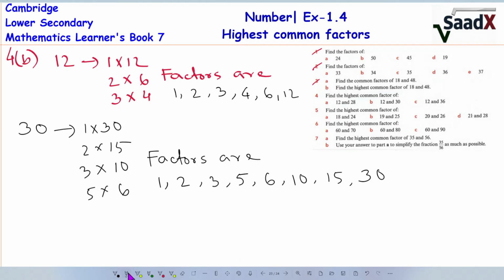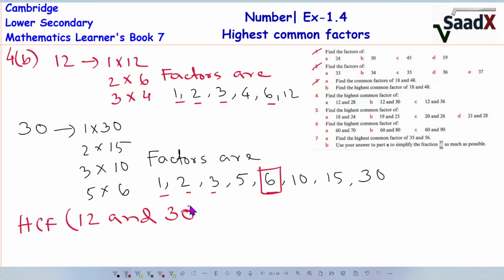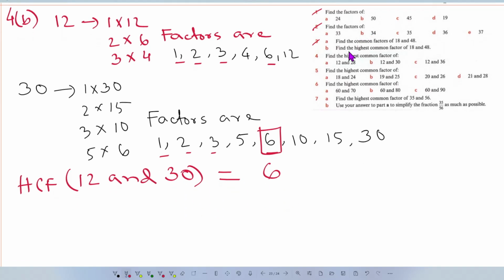So which one is the highest common factor? Look, here the common ones are 1, 2, 3, then 6. So the highest is 6. So we can write HCF of 12 and 30 equals to 6. Very simple. A and B done. Now 4c.